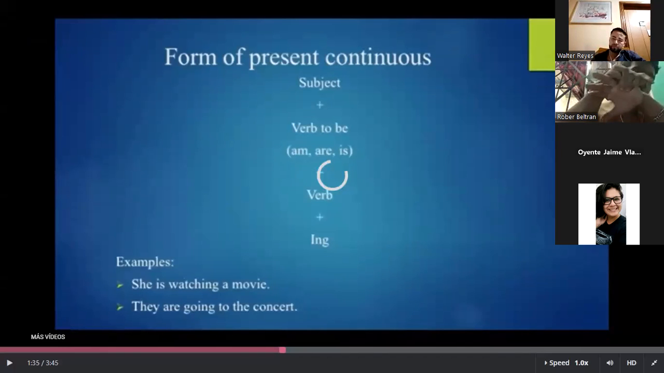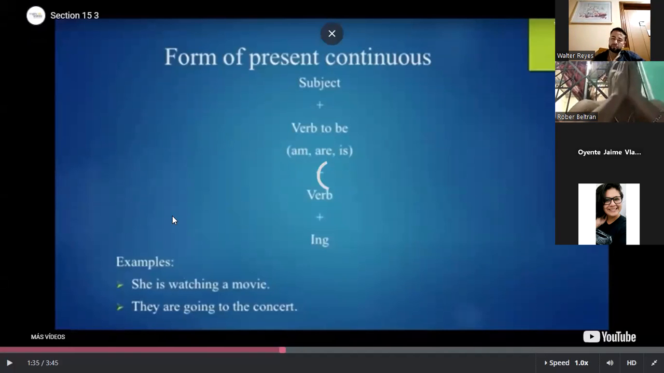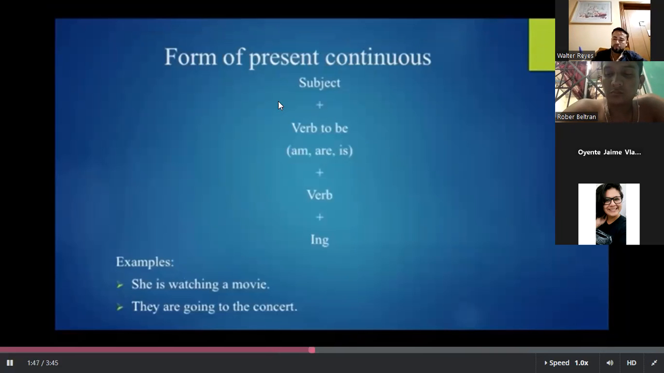Hold on. It's a little bit slow, the internet connection, I don't know why, but let's just be patient, it's going to work. Are, is, plus a verb, plus ing. Examples: she's watching a movie. They're going to the concert. These are the steps to follow when making an affirmative statement. And if the statement is negative, we add the word not between be and the verb plus ing. This is the form when using be going to.